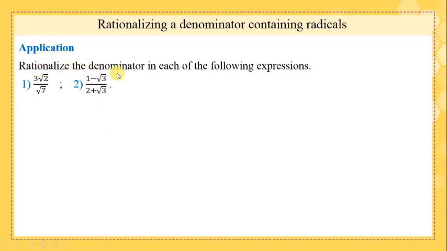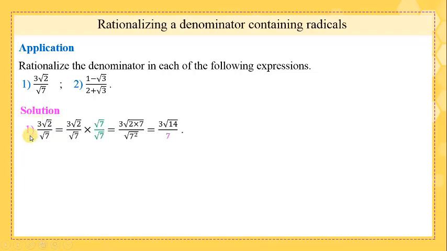Application. Rationalize the denominator in each of the following expressions. Now student, pause this video and try to solve this application. Solution. Number 1. 3 radical 2 over radical 7. This is equal to 3 radical 2 over radical 7 multiplied by radical 7 over radical 7. We get 3 radical 2 times radical 7 over radical 7 squared, which is equal to 3 radical 14 over 7.